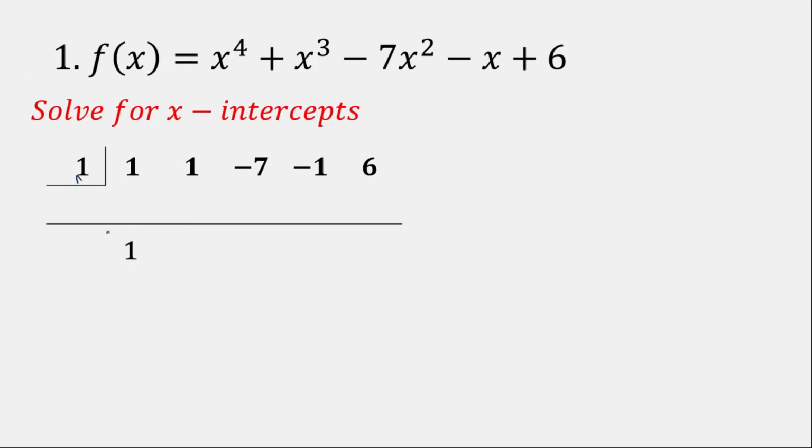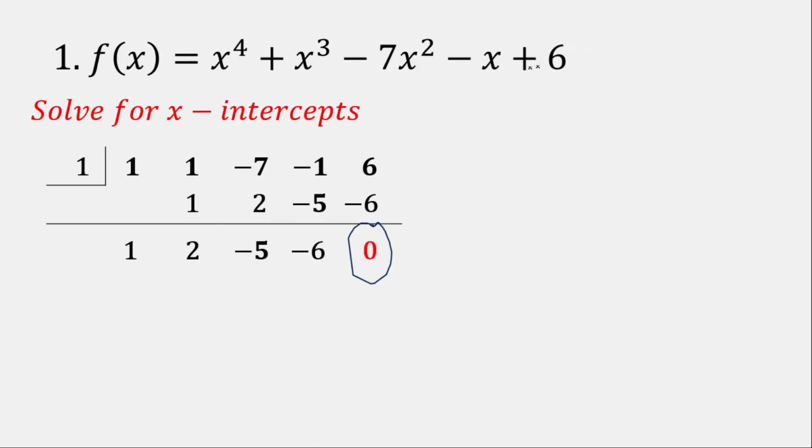So I will bring down 1. 1 times 1 is 1. 1 times 1 is 1. We put the answer here. So if you want a review on synthetic division, you can find a video in my channel as well. Then let's combine this. Then multiply again. 1 times 2, we have 2. Then combine this again. Negative 7 plus 2 is negative 5. Then 1 times negative 5 is negative 5. Negative 1 plus negative 5 is negative 6. Then we multiply by 1. That will become negative 6, and we add, that is 0.